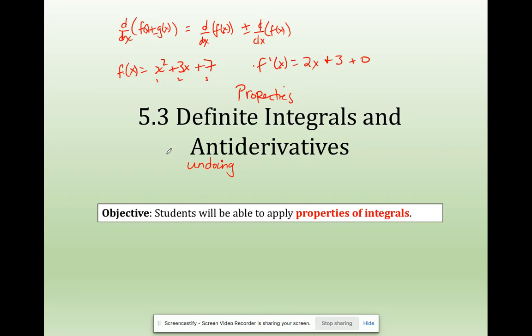Well, we're going to go backwards, and instead of finding the derivative, we want to go from finding the derivative back to where it came from. It's going to take us a while, but what we're going to focus on today is just the properties involved in finding the antiderivative, which is just a synonym for an integral.